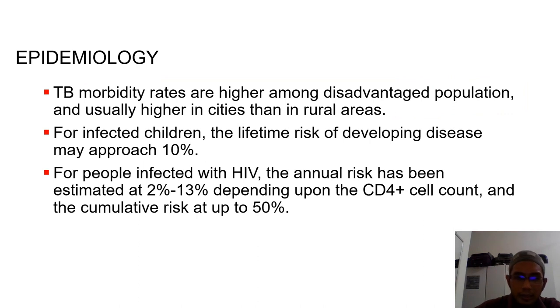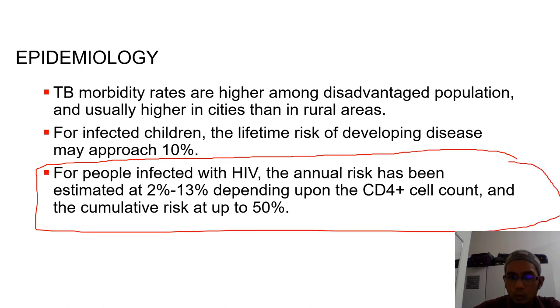So very important here is that if you get TB, you need to screen for HIV, and we need to also monitor the CD4 count, because we need to ensure that it is more than 200. A CD4 count of 200 is needed for us to have a better treatment towards TB.